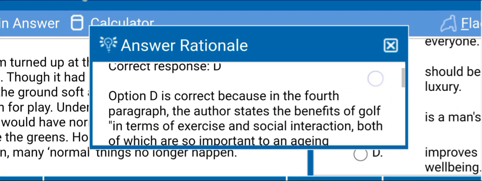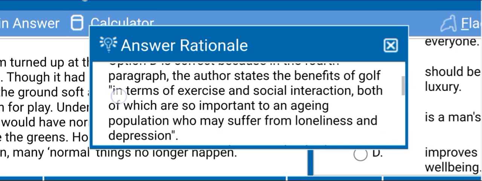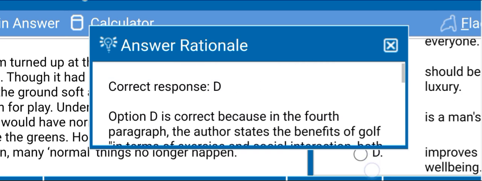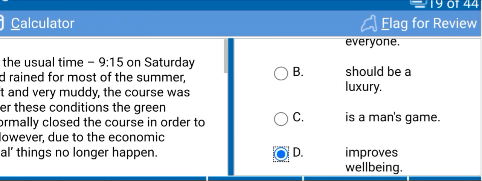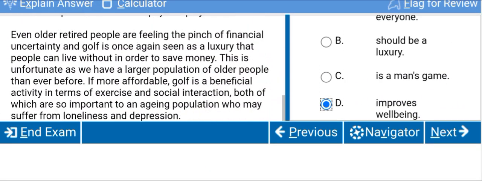So option D is correct because in the fourth paragraph, the author states the benefits of golf in terms of exercise and social interaction, both of which are so important to an aging population who may suffer from loneliness and depression. That's why we have option D, which is improves well-being, as the correct option.